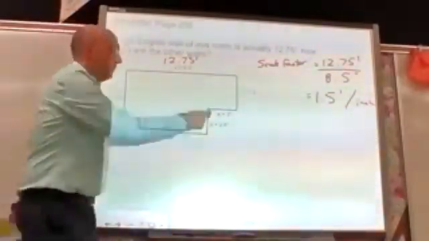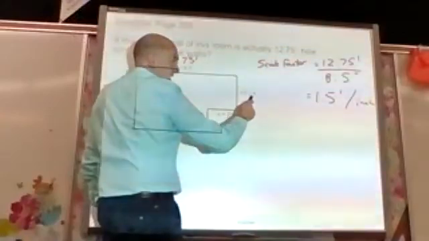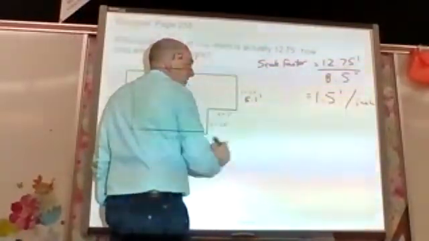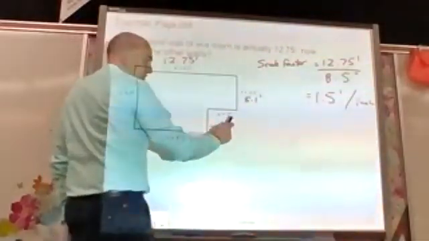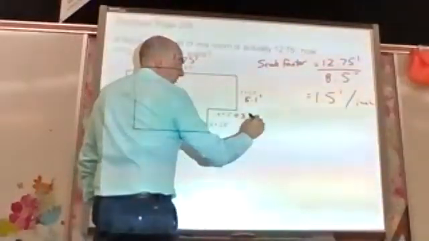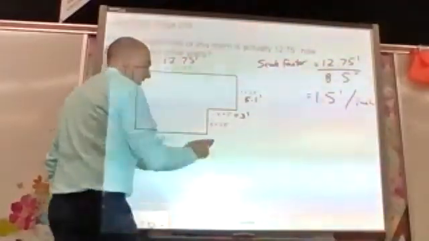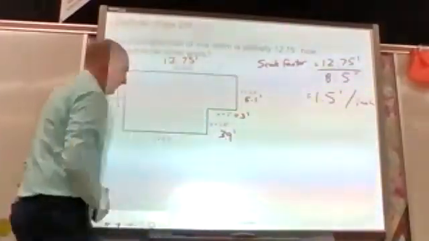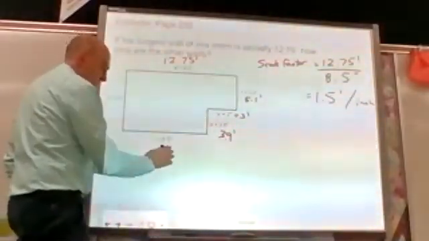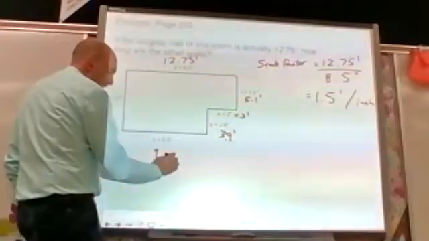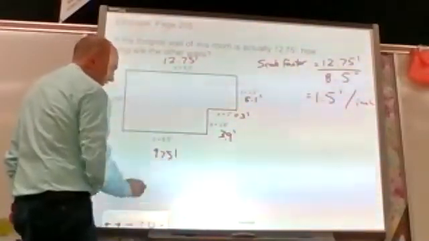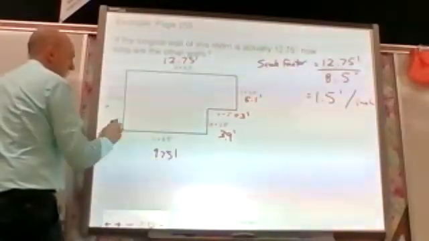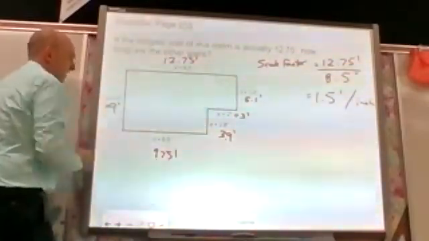So let's do that. 3.4 times 1.5, that's going to be 5.1 feet long. 2 inches times 1.5 equals 3 feet long, and that's this little side here. 2.6 inches times 1.5 is 3.9 feet long. 6.5 inches, that's going to be 9.75 feet long, and 6 inches times 1.5 is going to be 9 feet long.